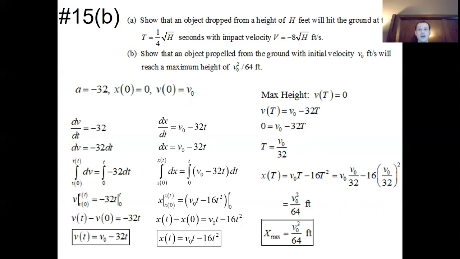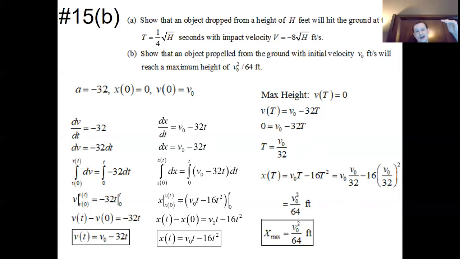Well, here we go again. We start with the bottom level acceleration. We're going to work our way up. dv over dt, acceleration is -32. Multiply by dt, slap some integrals on it, exact same way as the last one. And you get that v of t minus v of 0 is -32t. V of 0 is called v0, so we're going to plug that in. And then if you move things around, solve for v of t, you get v of t is v0, whatever your starting velocity is, minus 32t.